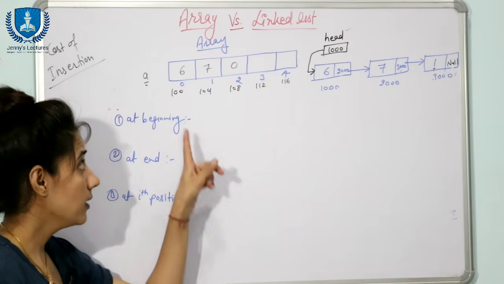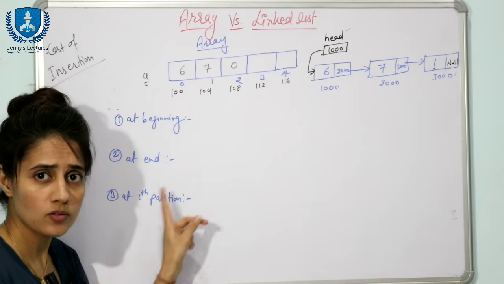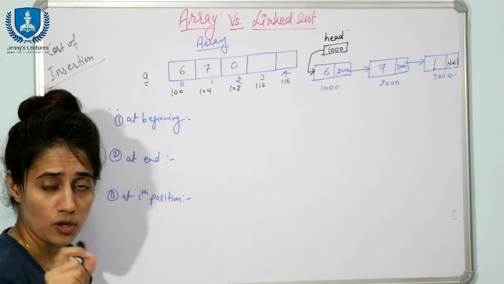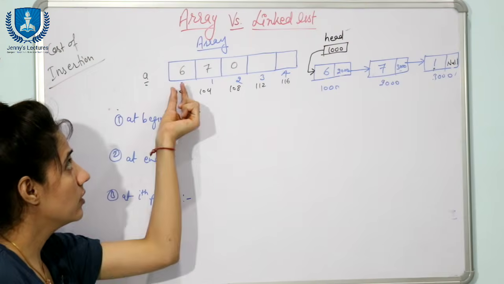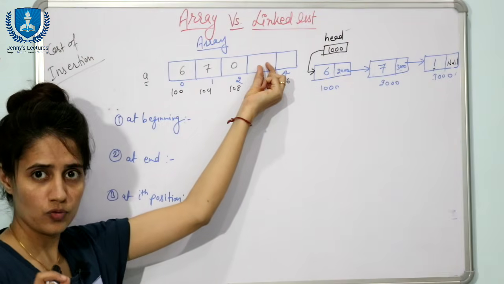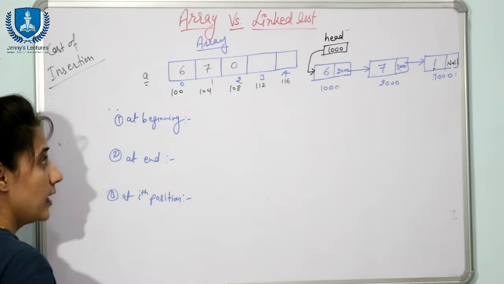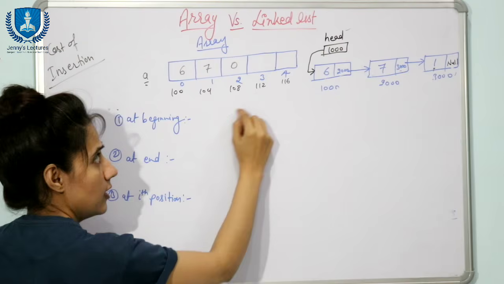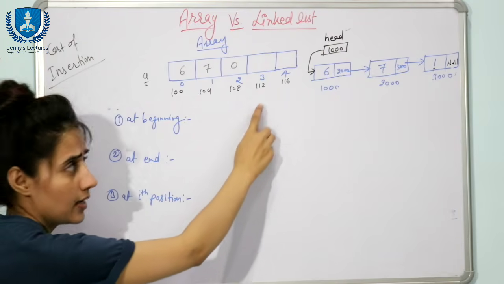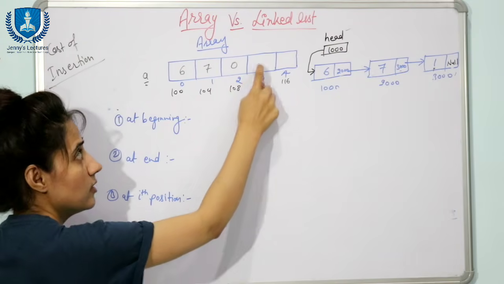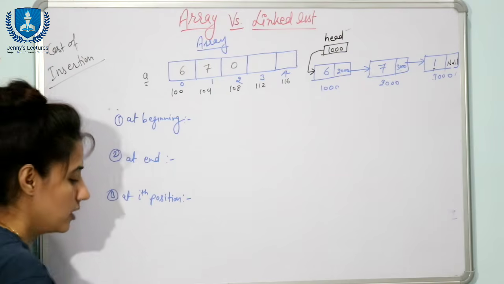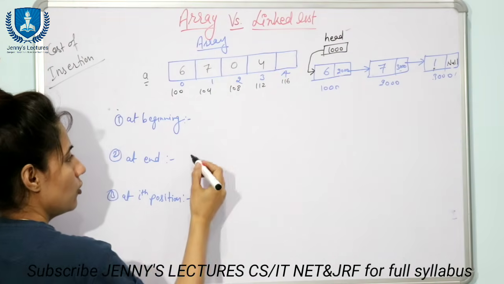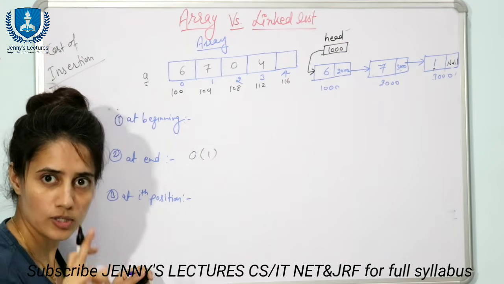Three cases can be there: at beginning you can insert, at end you can insert, and at any ith position you want to insert. So now in array, if sorted array is there, then if you want to insert at the end, suppose first of all you are taking at the end, so directly you can insert here in the array, because random access is possible. Compiler can directly calculate this address using that formula and simply insert value here. Suppose I want to insert 4 here, right?